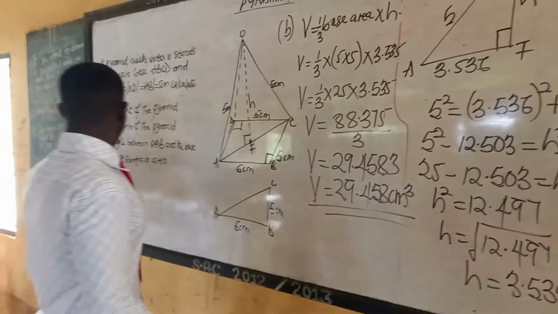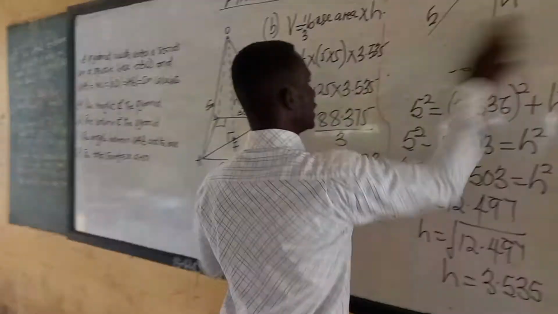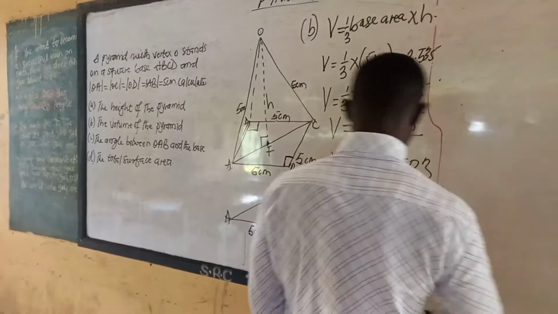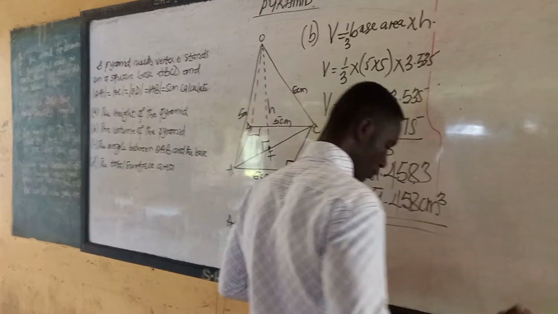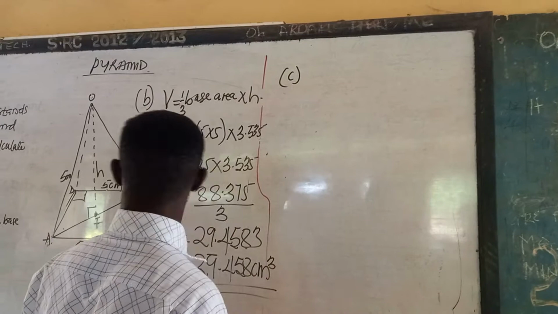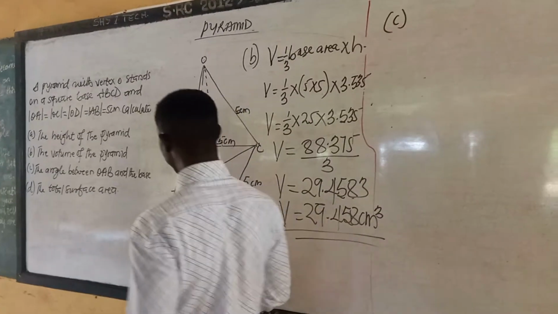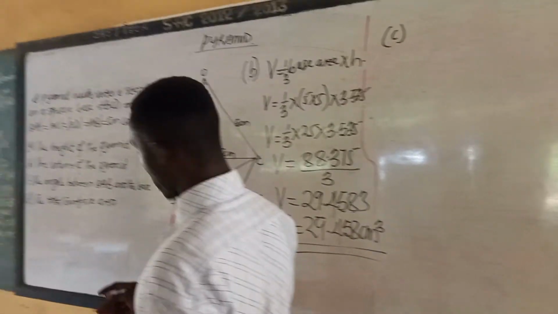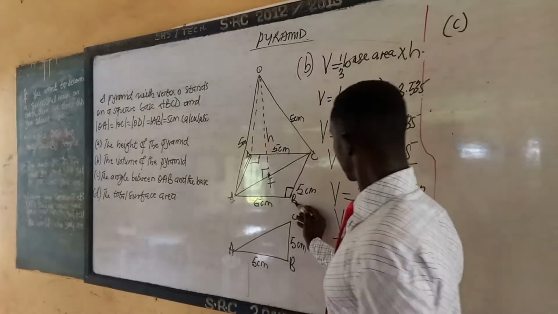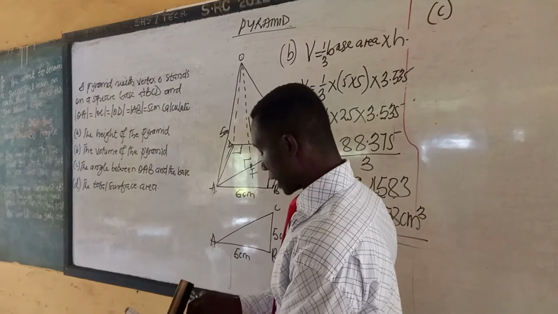And now, see the angle between OAB and the base. Let me clean this part too, and go for question C. Question C. The angle between OAB and the base. OAB and the base. You see that? So this will be the angle.